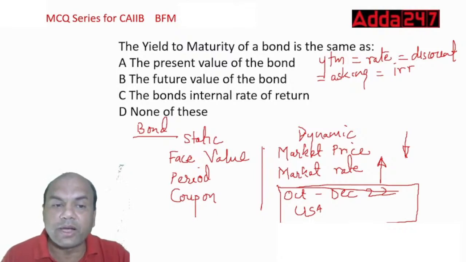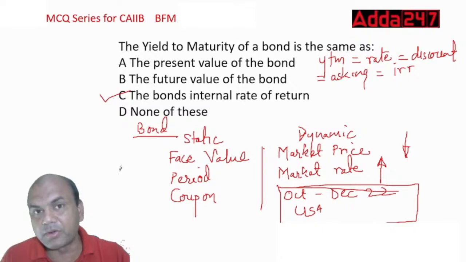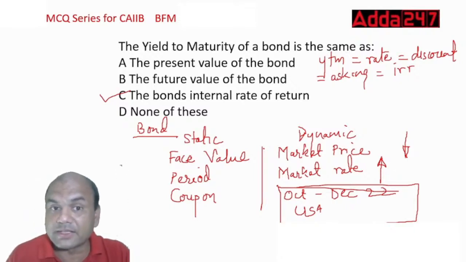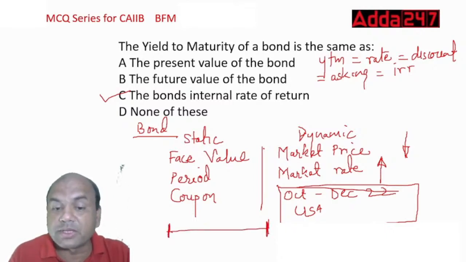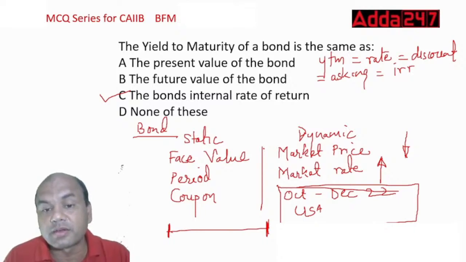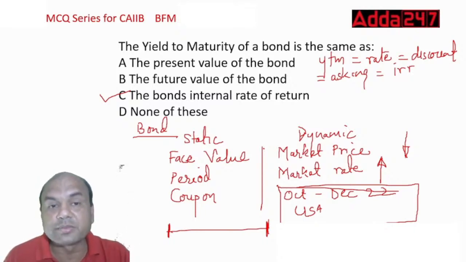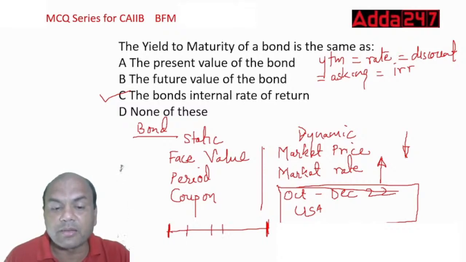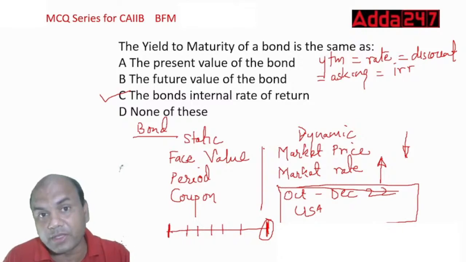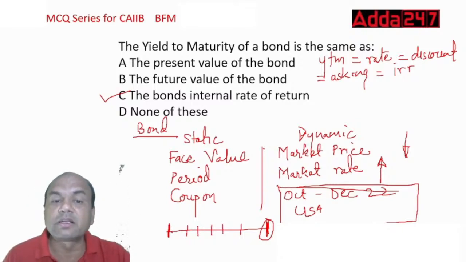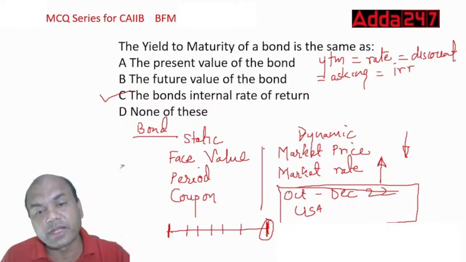So what is YTM? YTM means when I buy any bond and keep it up to the maturity. Suppose I buy this bond today and keep it up to the maturity. Maturity means I'm not selling that bond till the end. So what will I get? Every year, or every 6 months, whatever is decided, I'll be getting the coupon, the fixed rate of interest, and in the end I'll be getting the complete face value also. So this is known as the bond's internal rate of return, or YTM.